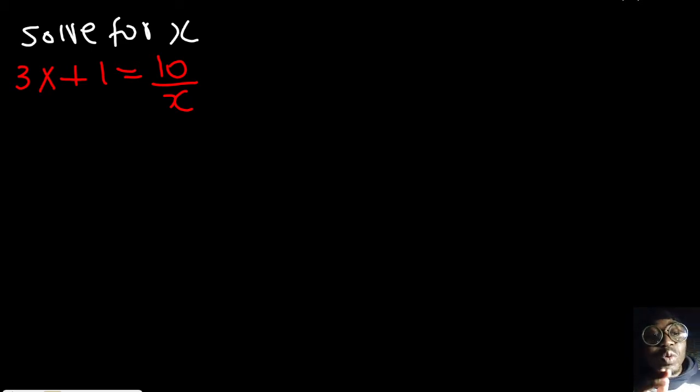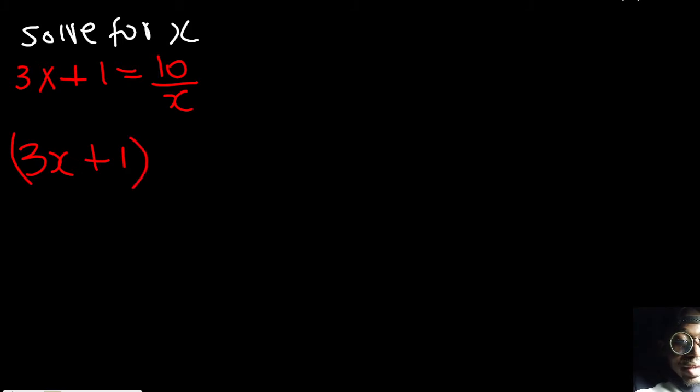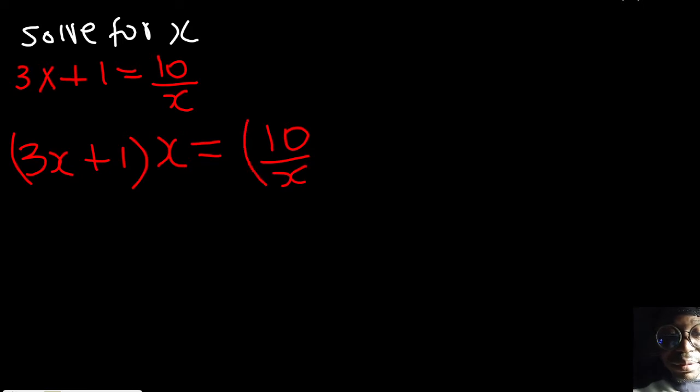All right, so we are going to multiply by x. Each and every single term is going to be multiplied here by an x. So 3x plus 1 inside the brackets, or the parenthesis, going to multiply that by an x, is equal to 10 divided by x multiplied by x.